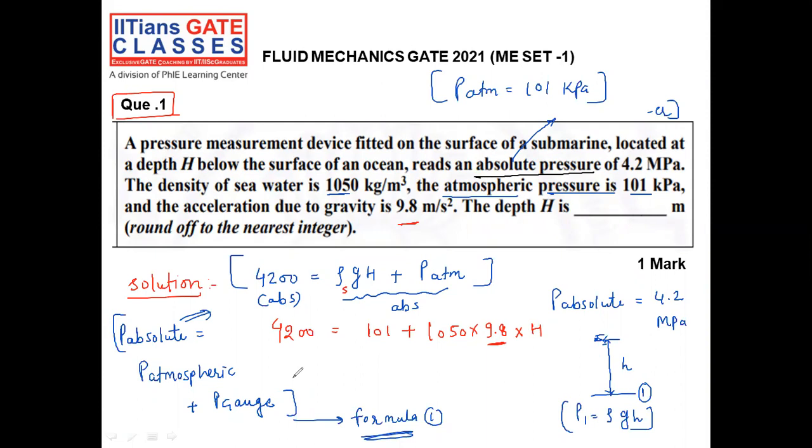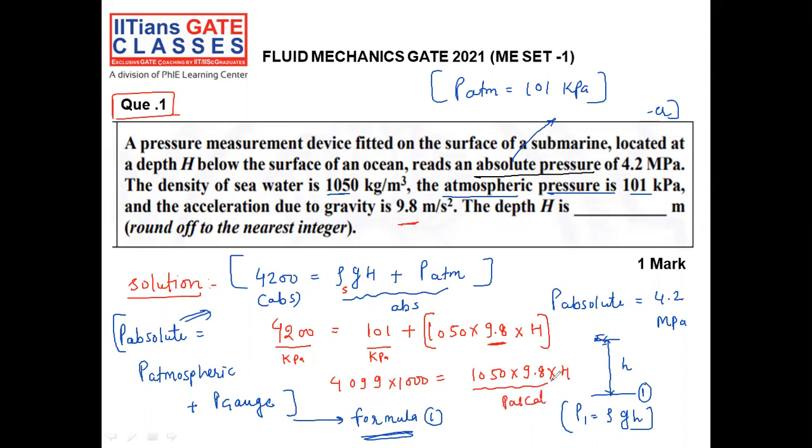So 4200 minus 101, and you need to remember that this is in kilopascal, and this is also in kilopascal. If we do the subtraction, 4099 into 1000 is equal to 1050 into 9.8 into H. Why have we multiplied with 1000? Because it is in kilopascal. We need to convert to Pascal, because on the right side we have Pascal.